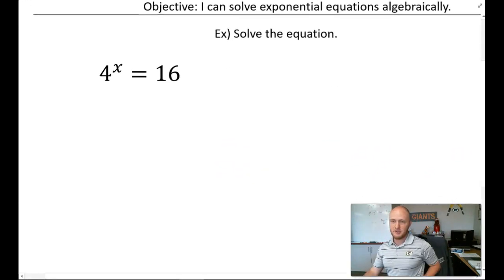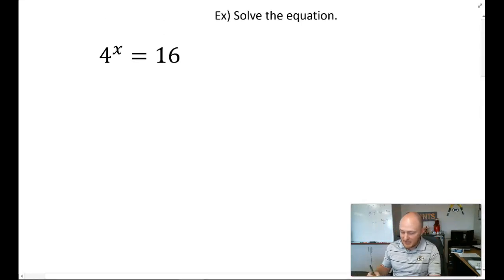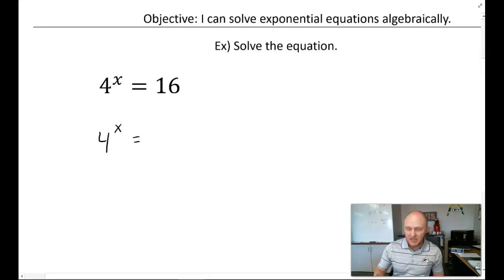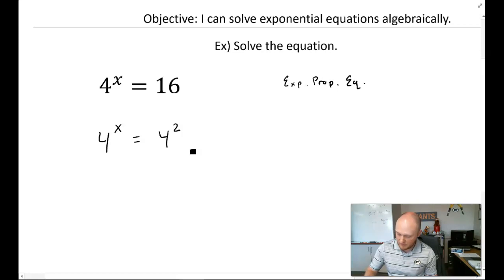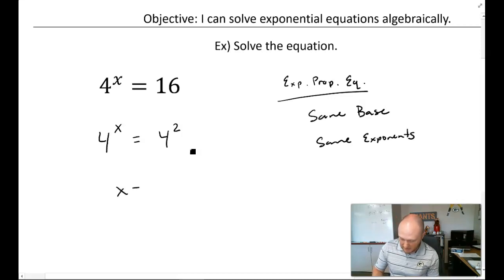All right, so here's our first example. Please go ahead and write this example down. We have 4 to the power of x is equal to 16. Now, I want to go ahead and solve this. And if I can make them the same base, I can go ahead and use the exponential property of equality. So 16, I want to use base 4. Here, this equation is base 4. So I'm going to rewrite 16 as base 4. So I have 4 to the power of x is equal to 4 to the power of 2. So I can go ahead and use the exponential property of equality. The property of equality says if you have the same base, you have the same exponents. So here, x is equal to 2.